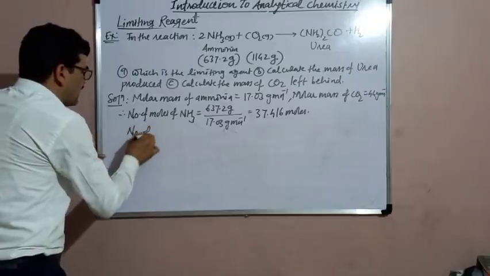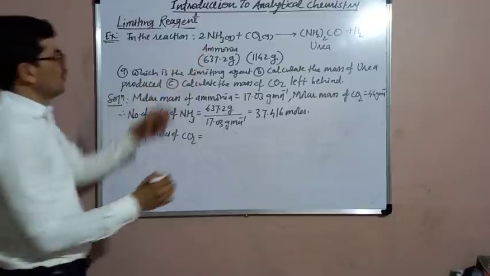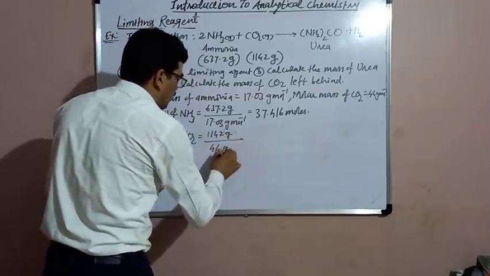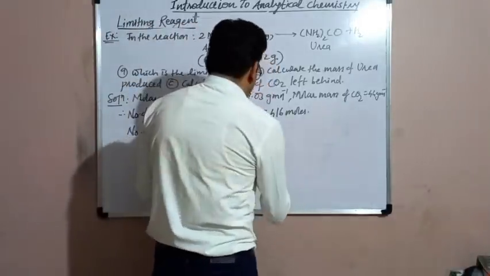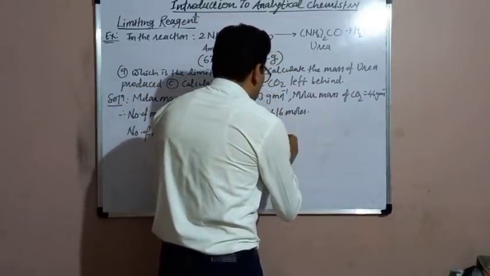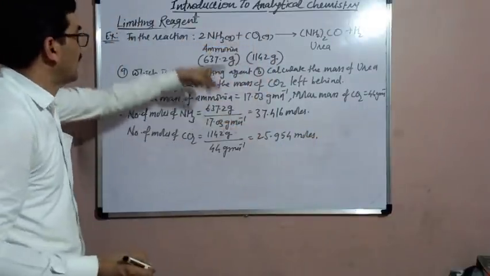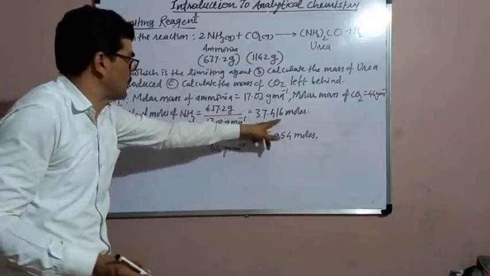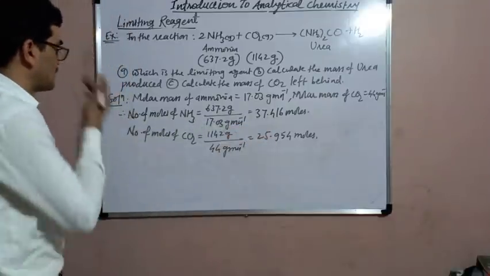Similarly, number of moles of CO2 taken. Mass of CO2 is 1142 gram upon molar mass of CO2 is 44 gram per mole. It will give the number of moles, 25.954 moles. These are the number of moles of carbon dioxide taken. So here both of these masses are converted to the respective number of moles. These are the number of moles of ammonia, number of moles of carbon dioxide.